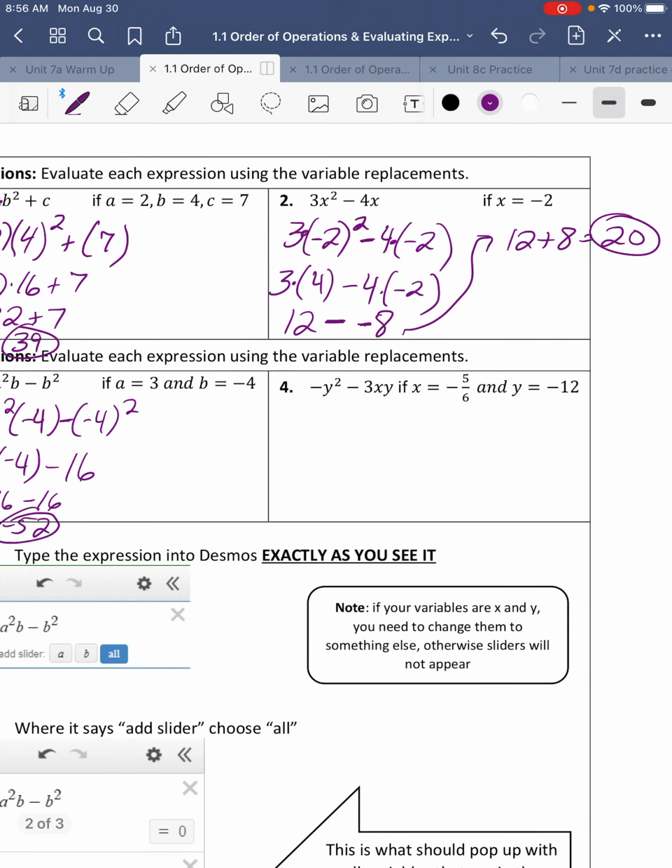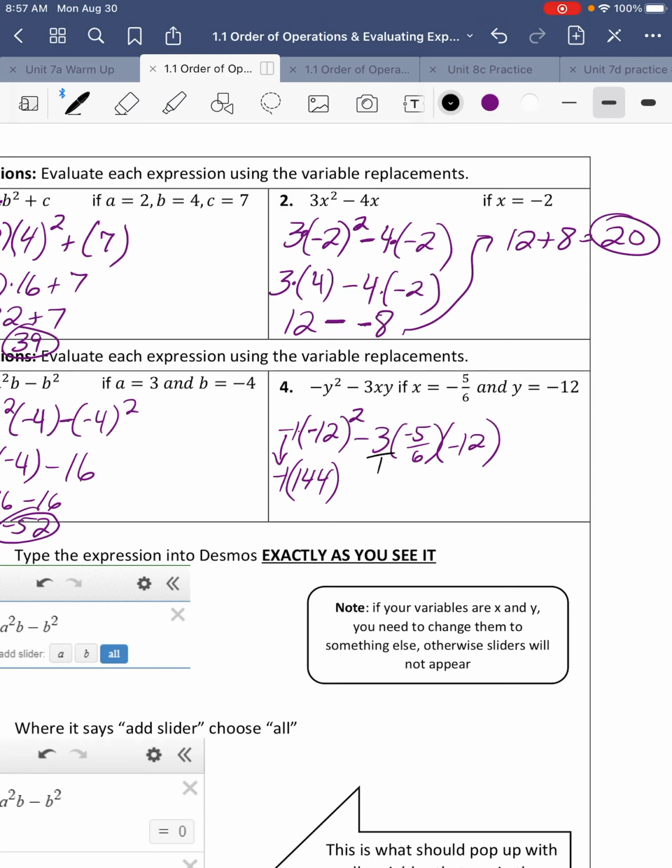Number 4, we have a negative, so the negative is going to be on the outside. Always just replace the variable with just the number. 3 times negative 5 over 6 times negative 12. So we have exponents first, so negative 12 squared. You can put that in the calculator if you'd like. That's positive 144, so we have the negative that comes down, and positive 144. You can think of it as a negative 1 if you want, times 144, which is going to end up being negative 144.